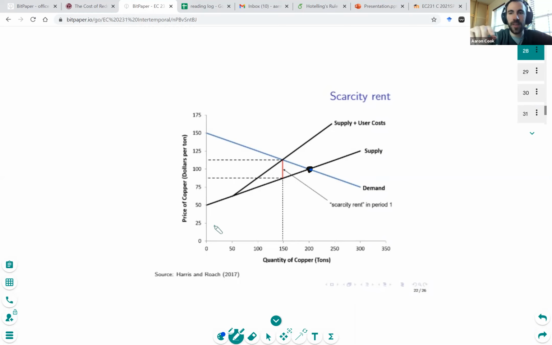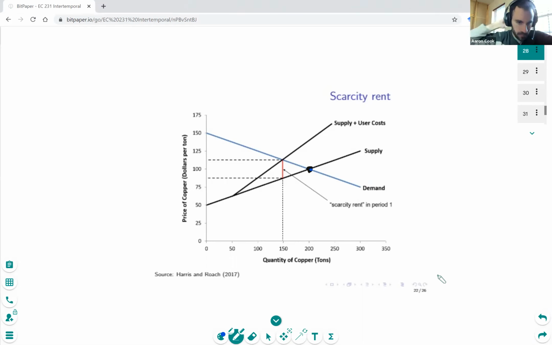You could think of this from the perspective of a producer that, say, owns all this copper themselves, and they would like to get as much out of it as they can. They would like to sell it for as high a price as they can, and they know that it's scarce, so whatever they sell today is not going to be available for them to sell in the future. We can consider what their optimal behavior would be, given that they want to maximize not just today's profits, but the combination of today's profits and tomorrow's profits as well.